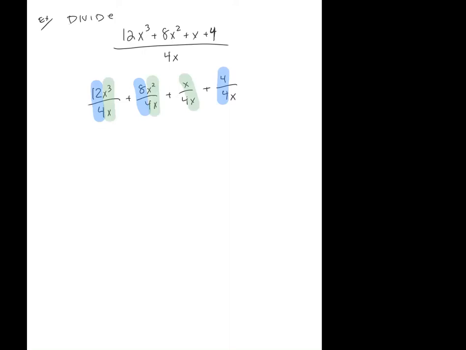What are we left with? The first one is going to be what, simplified? 3x squared. Good job. The next one, 8 divided by 4, 2. And then you have 2 x's on the top, 1 x on the bottom. You're left with how many x's? 1. Very good.